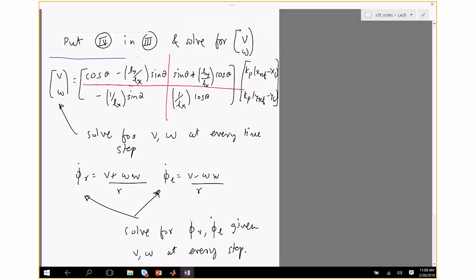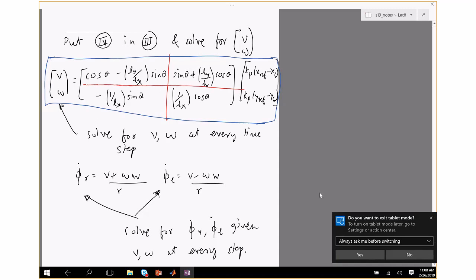So if you have this equation, that's all you need to make the car draw whatever you want. You specify x ref, y ref. xc, yc is the current position that keeps changing in time, which you can track. You use that to find v, omega. From v, omega, you find phi dot r, phi dot l, the left and right speed. And once you do that, you can draw whatever you want.